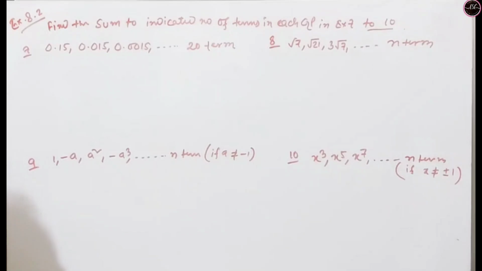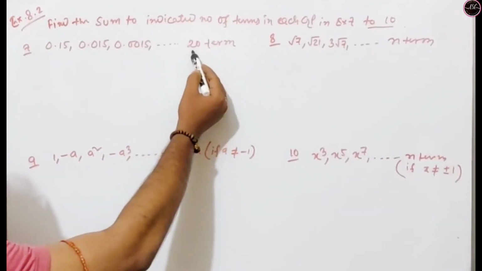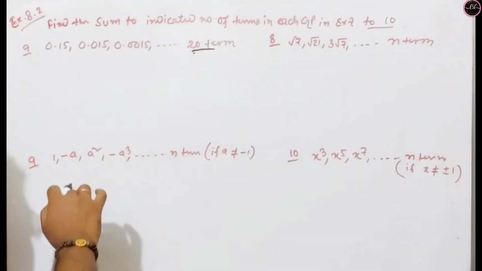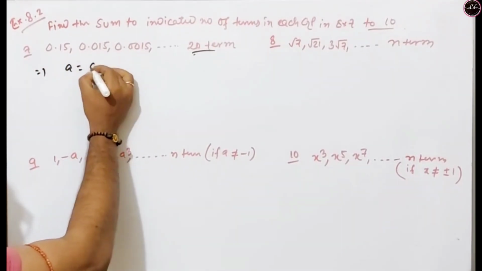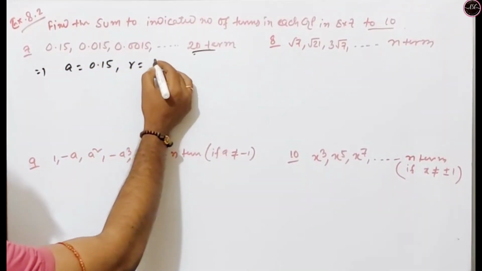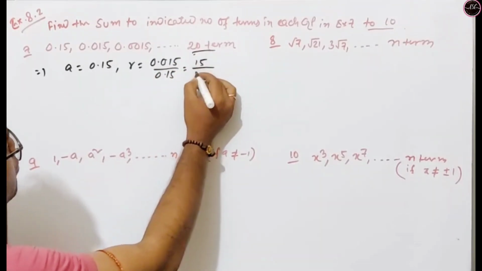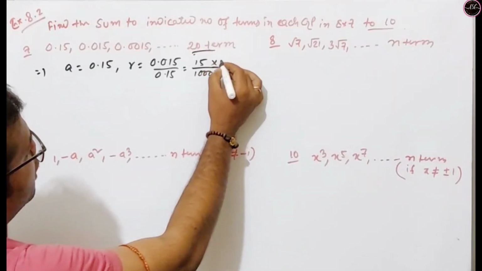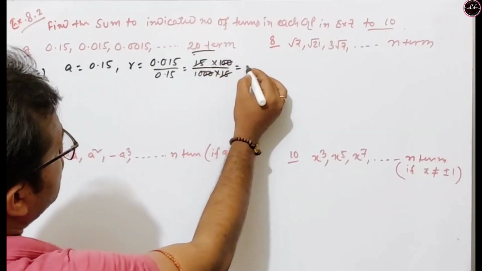Find the sum to the indicated number of terms in each GP in exercises 7 to 10. So here, just look at question number 7. Here we have to find the 20 term sum, the sum up to n terms. So for this, first, a = 0.1, r = 0.015 divided by 0.15. So that will be 15 divided by 1000 into 15 by 100. So 0 will be cancelled out, 15 will be cancelled out, 1 by 10.